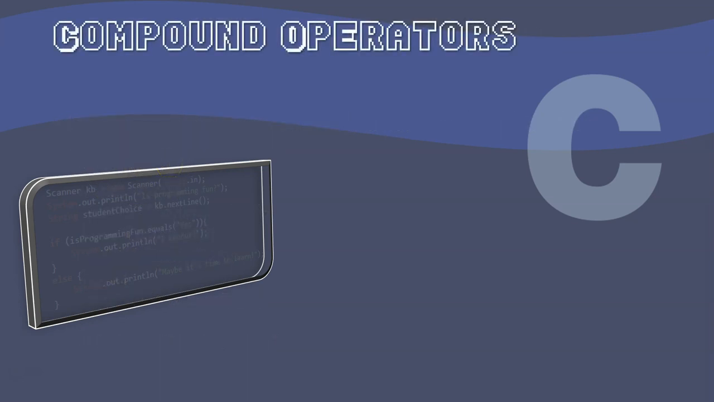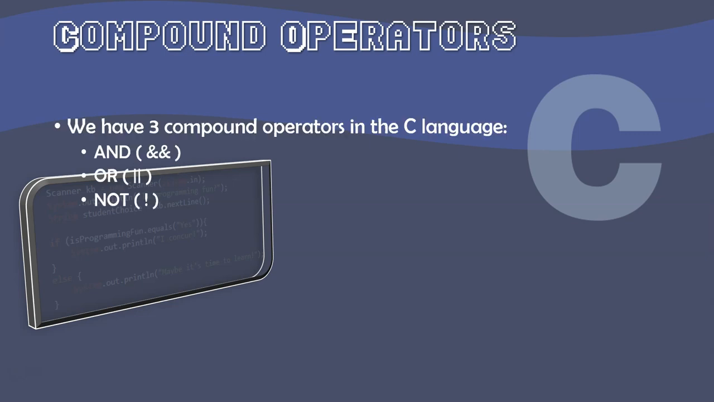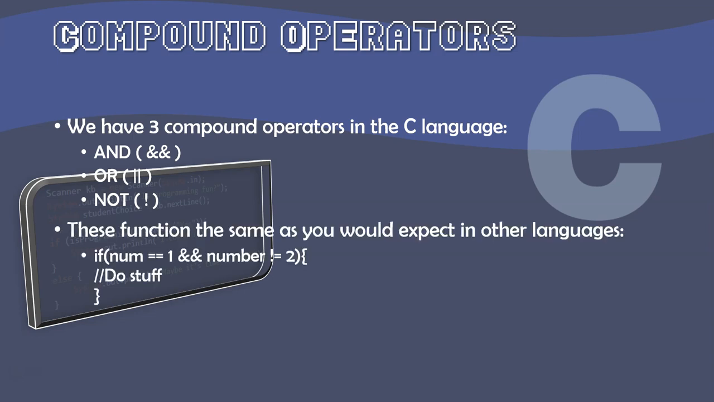Now lastly, let's discuss compound operators. We have three compound operators in the C language that we can use: and, or, and not. And these function very similar to what we would expect. So for example, if I say if num is equal to 1 and num does not equal 2, then we can do stuff. That means it's going to first test the left-hand side of the expression and evaluate it, and then evaluate the right-hand side. Remember that with and, both of these conditions have to be true for it to evaluate as true, and with an or statement, both of them have to be false for it to evaluate as false.